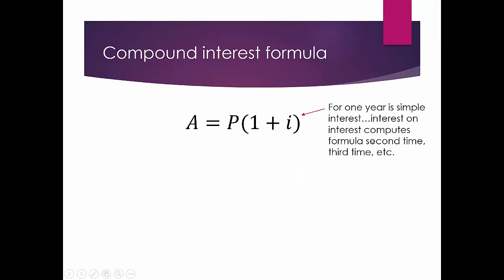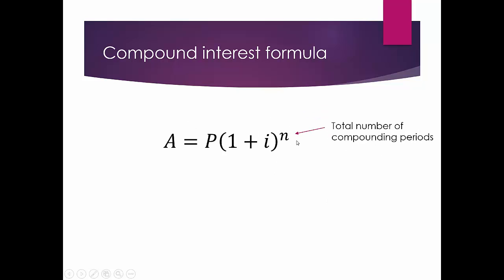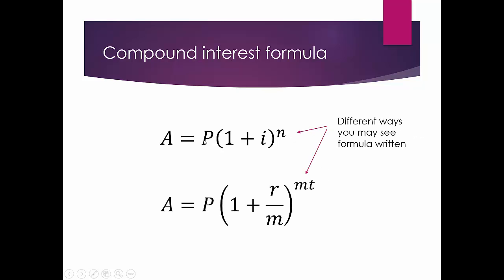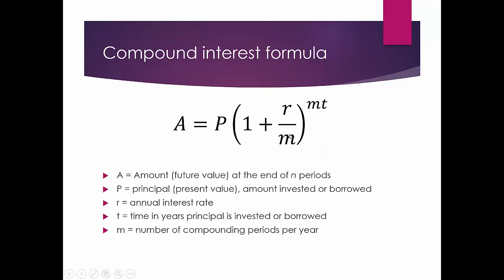For 1 year, the simple interest on interest computes the formula a first time, a second time, a third time, and so on. Well, what we could do is we could raise it to an exponent, the number of compounding periods, and we can now rewrite this formula as the rate over the number of compounding periods. This N equals the compounding periods times time. So you might see it written either way. I kind of like this second way because it makes it easy to break this down into pieces.